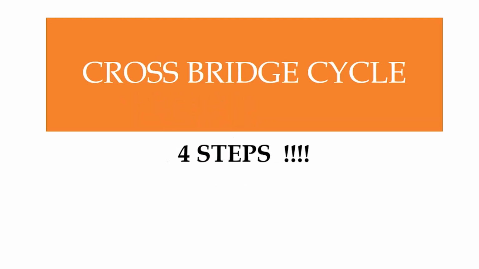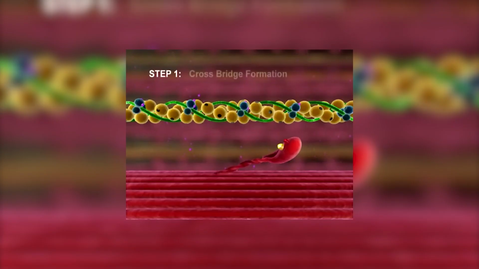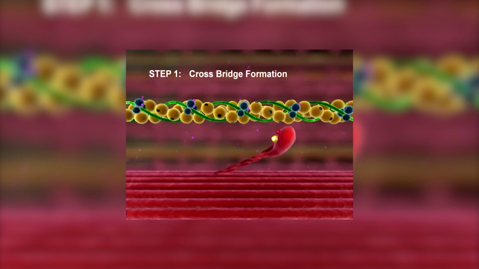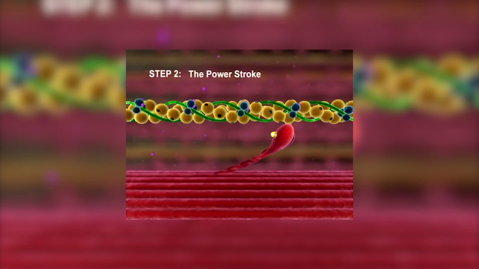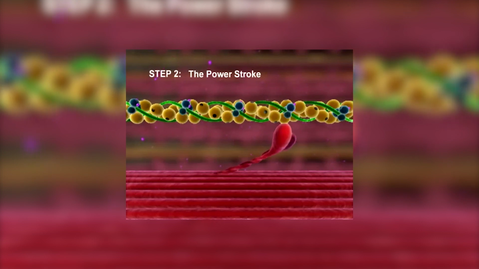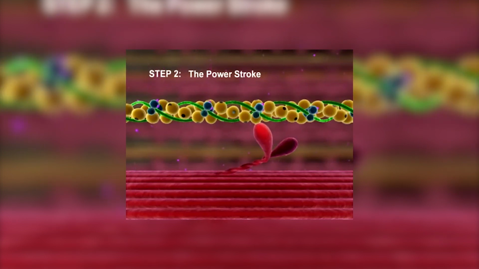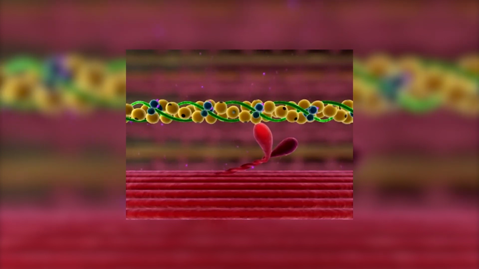A crossbridge cycle has 4 steps. Step 1 is the crossbridge formation. The activated myosin head binds to actin, forming a crossbridge. Inorganic phosphate is released. The bond between myosin and actin becomes stronger. Step 2 is the power stroke. ADP is released and the activated myosin head pushes and slides the thin filament to the center of the sarcomere.